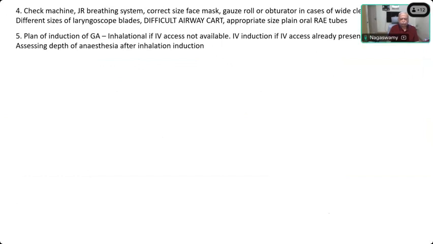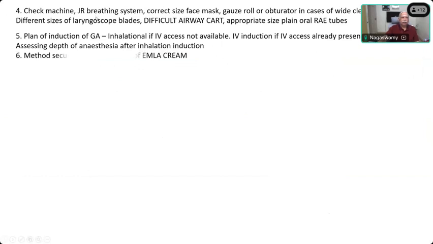as described by, who described these planes of anesthesia? Guedel. Sir Arthur Guedel. Okay, Guedel's stages of anesthesia. So that history also will be asked suddenly. You must be ready to answer that.